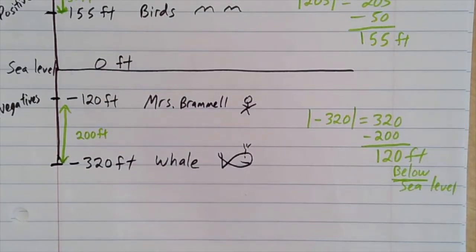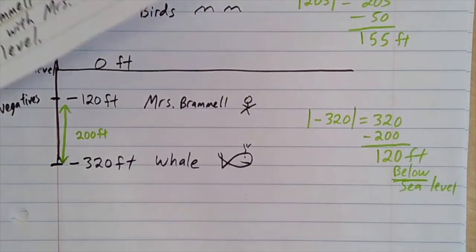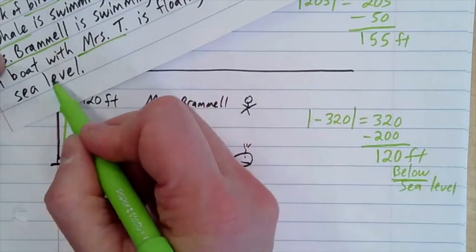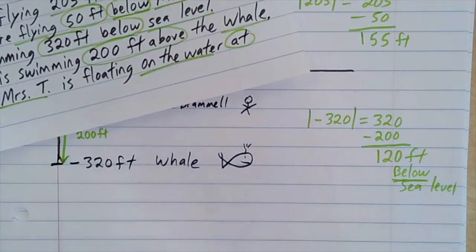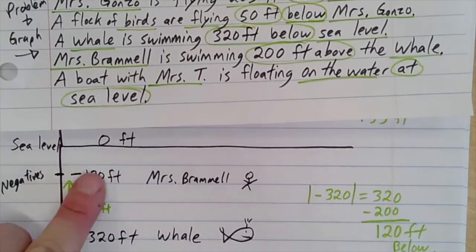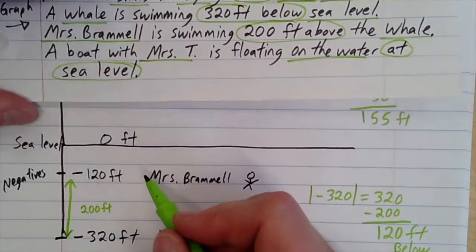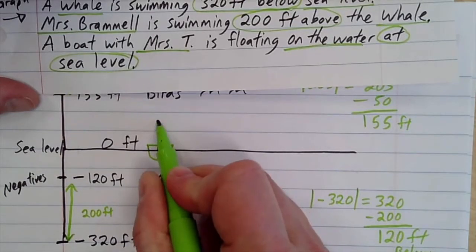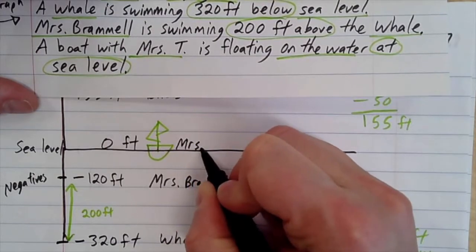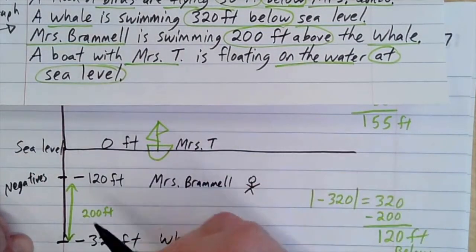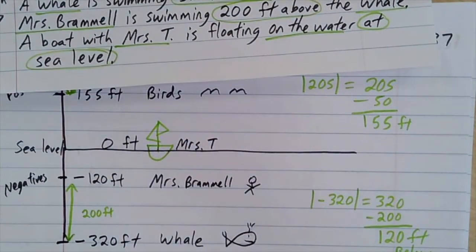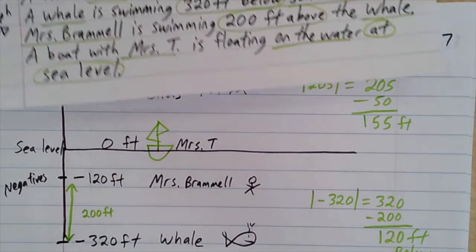And then the last clue said that Mrs. Toffelmeyer, Mrs. T, is floating on the water at sea level. So what does on the water at sea level mean for that clue? She would be at 0. So she's kind of here in the boat. And so Mrs. T, she would be at 0 feet. It's not a positive or a negative. She is at sea level, so she is 0 feet.